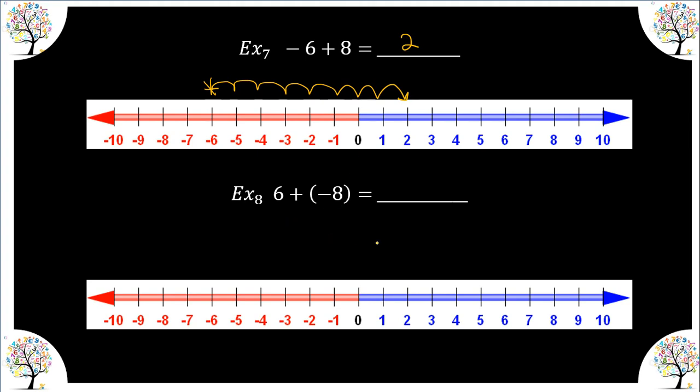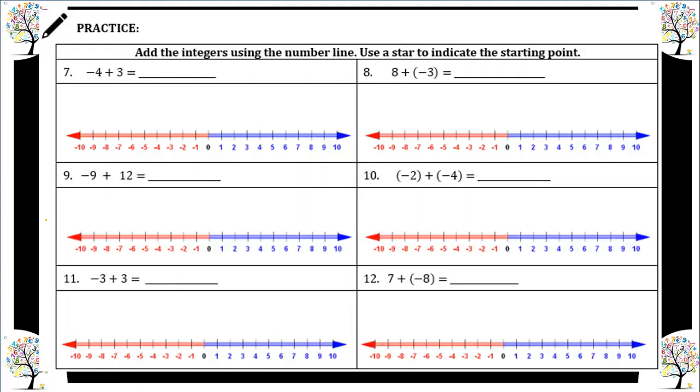Let's look at our next example. This time we're going to start at +6 and we're going to add -8. Negative indicates to the left. 1, 2, 3, 4, 5, 6, 7, 8. So we end at -2. So 6 plus -8 is -2. Again, there were more negatives, so our final answer was negative. In example 7, there were more positives, so our final answer was positive. Now pause the video and you use the number line to find your answer to these addition problems.